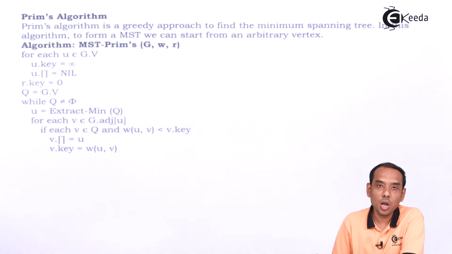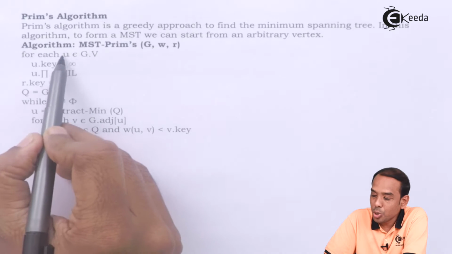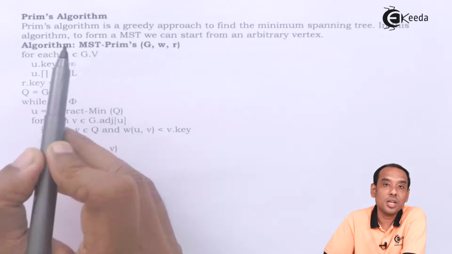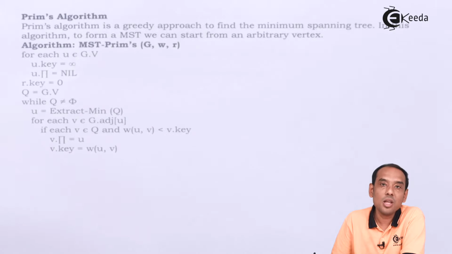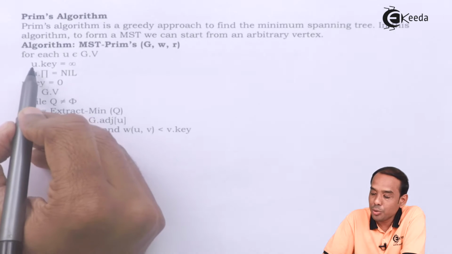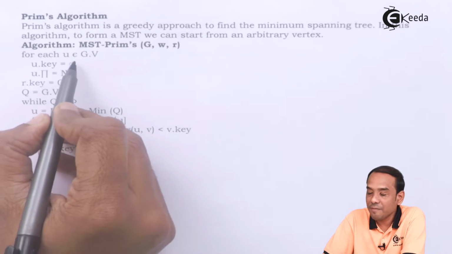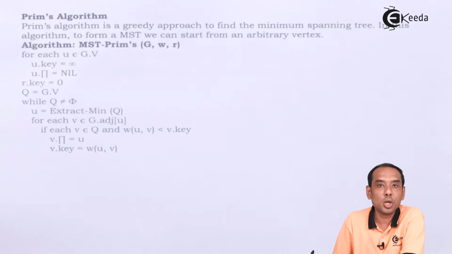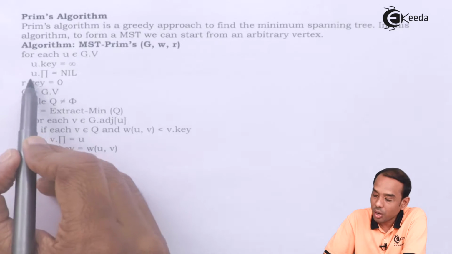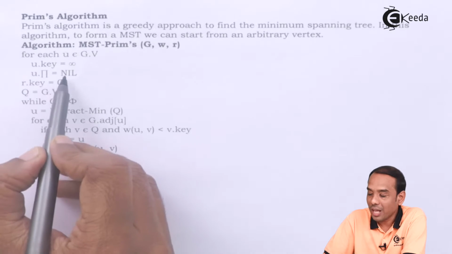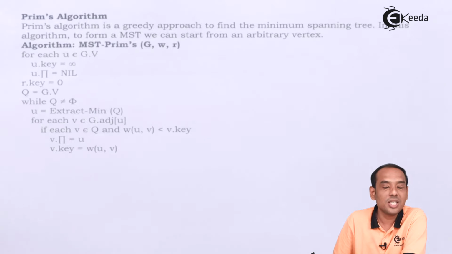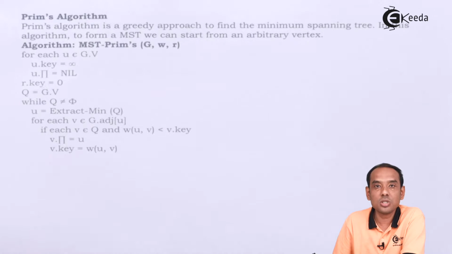Let us go for the algorithm. For each U belonging to G.V, which represents the arbitrary vertex, that can be any set of vertices. Then we have U.key value as infinite. It means that particular U is not reachable right now. Then we have U.π as null. This value is taken as null. As we proceed further, this value will be calculated.